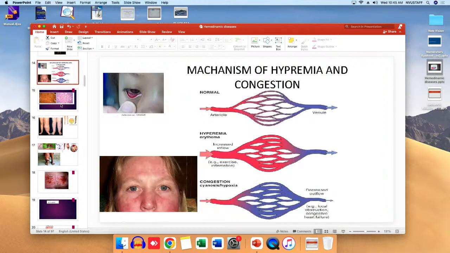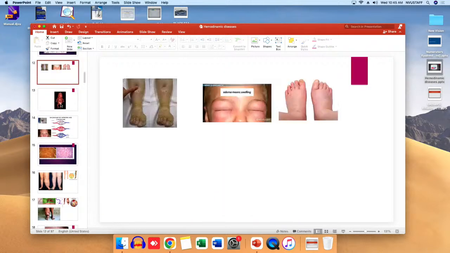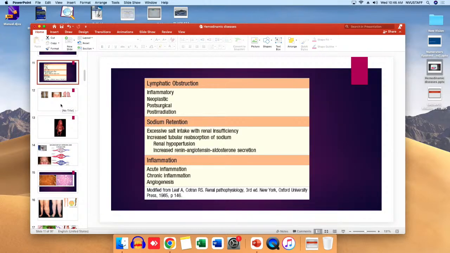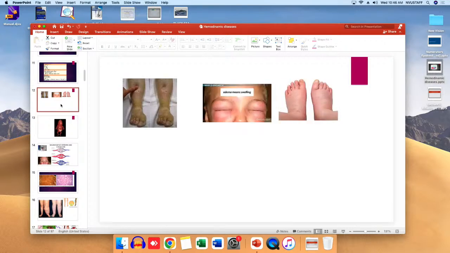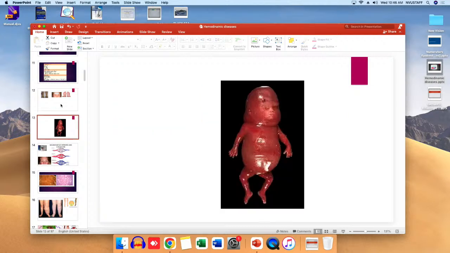Now I will show you some pictures that I skipped because I was in a hurry to manage to explain all these things. This is what I already taught you. This is edema, yes? On different parts, we can have edema: lower leg edema, periorbital edema, pitting edema in the lower legs, and as you see here, this is anasarca.